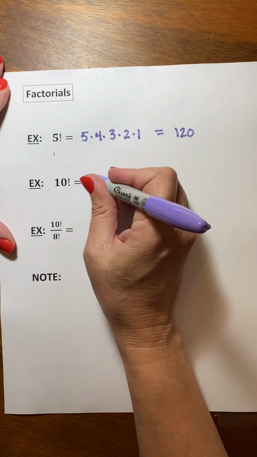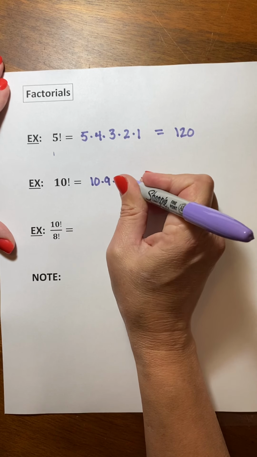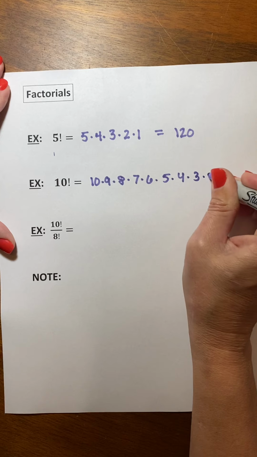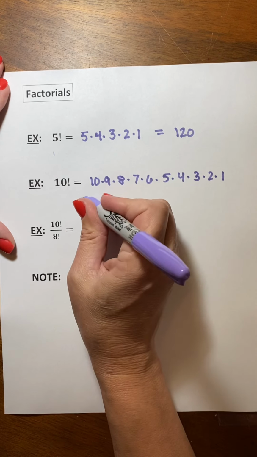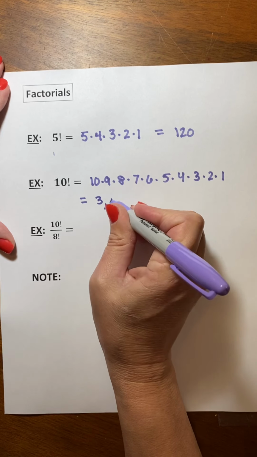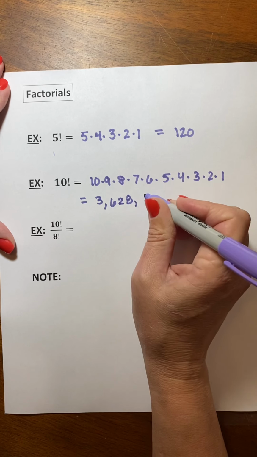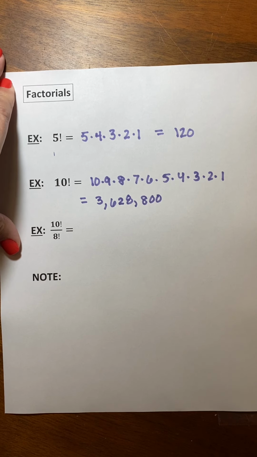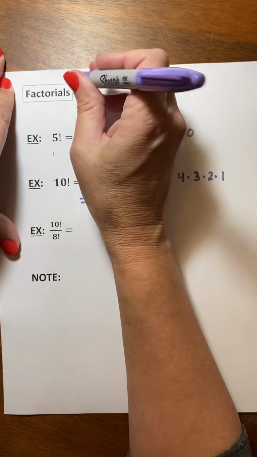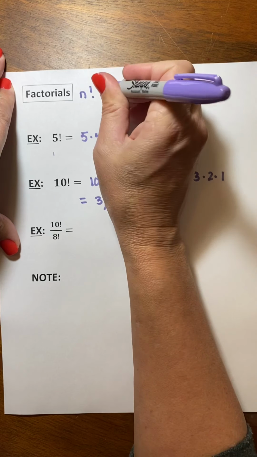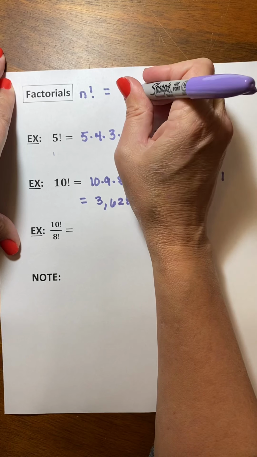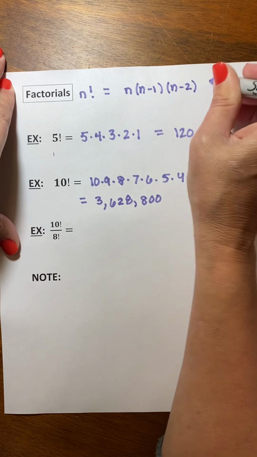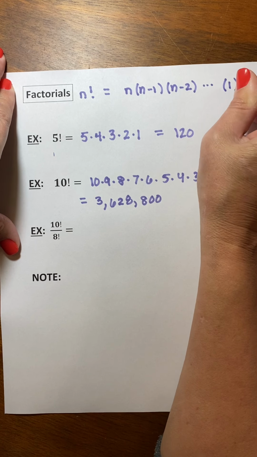10 factorial would be 10 times 9 times 8 times 7 times 6 times 5 times 4 times 3 times 2 times 1. All right, and if you did that all out, it's 3,628,800. So by definition, n factorial is equal to n times n minus 1 times n minus 2, and you go all the way down to 1.